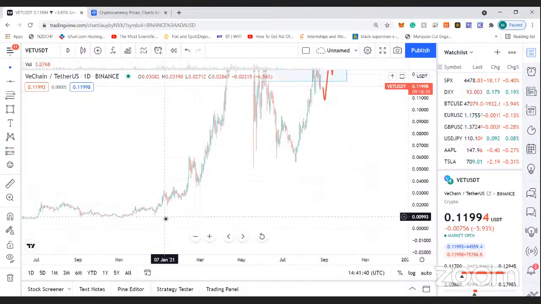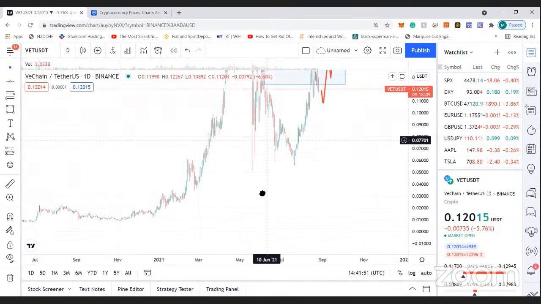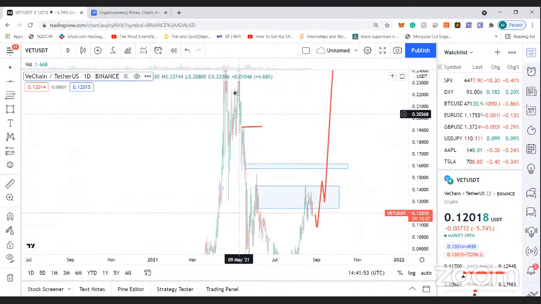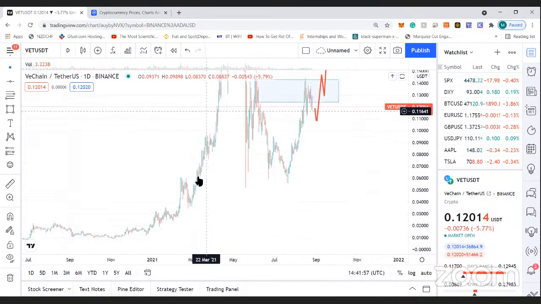But just to put into perspective, VeChain at one point was less than a cent. Back in January, it was basically 0.1 cent. And now it's at 0.12 already. So people sitting on VeChain are already 12x up. At the all-time high, they were 27x up. So if you put a grand in there, you would have had 27, which is an amazing achievement.